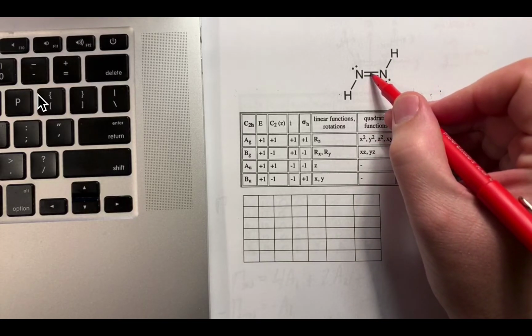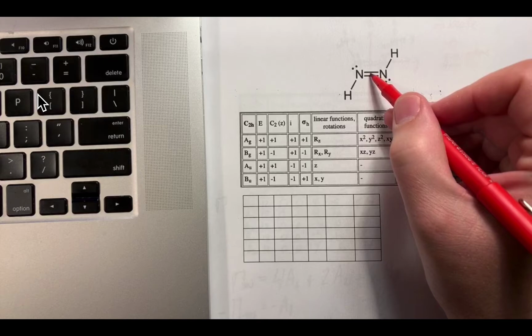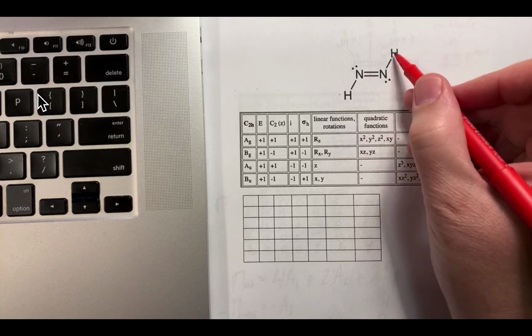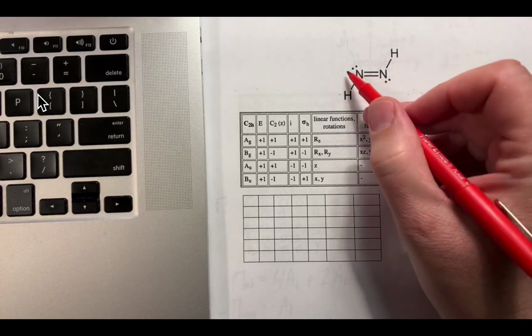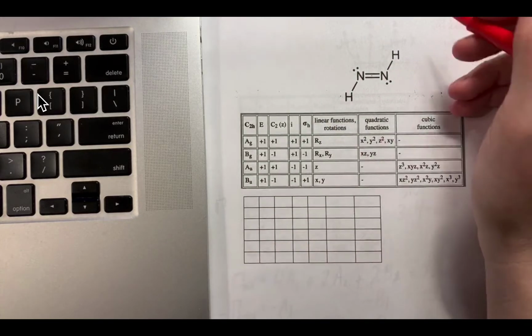So if I start in the center in the double bond here and I go to the right, I hit nitrogen. If I go to the left, I get nitrogen. If I go to the right and up, I hit hydrogen. So I need to be able to go to the left and down, and I hit hydrogen. And so this does have an inversion center in it.